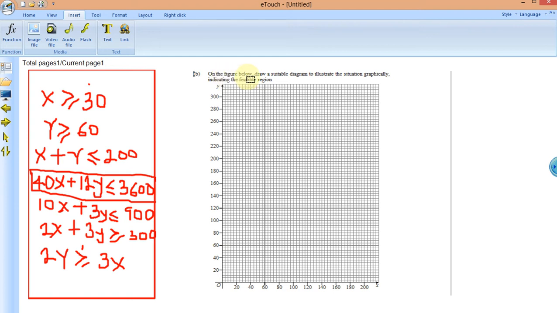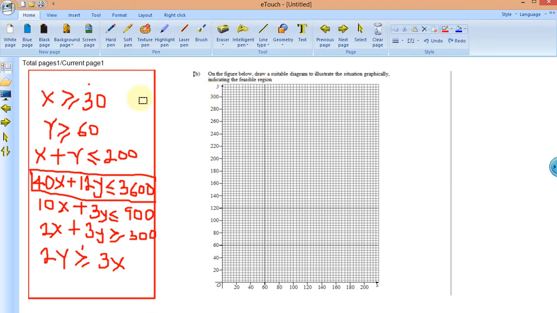On the figure below, the Cartesian grid, draw a suitable diagram to illustrate the situation graphically, indicating the visible region. So guys, let's get started with the first inequality. We want to plot this now. So the first thing is to plot this inequality graph.